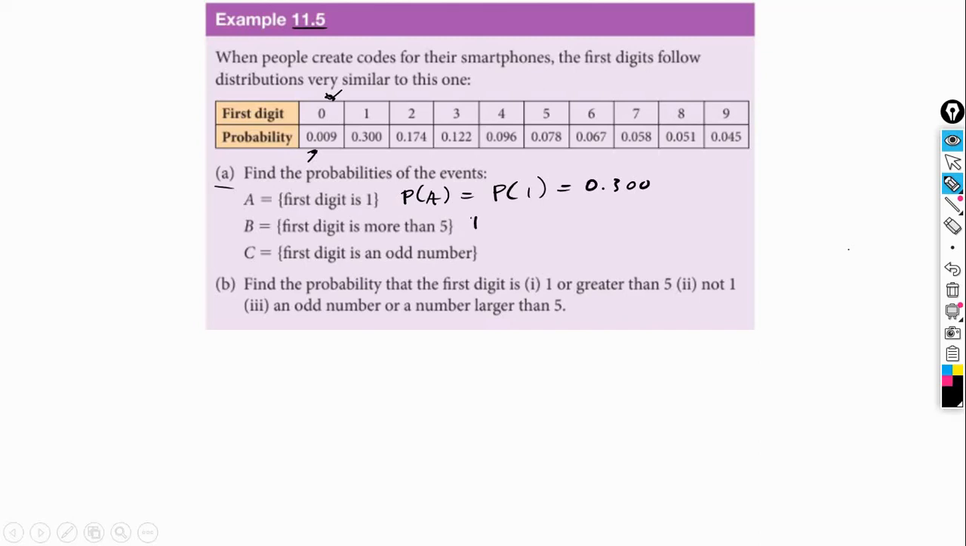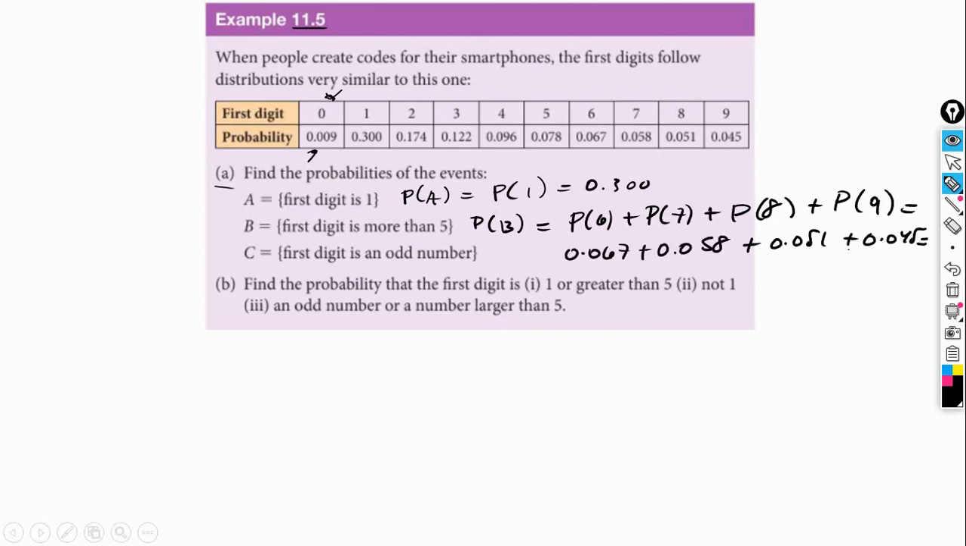Probability of B, the first digit is more than 5. That's just going to be the sum of the probabilities that the digit is more than 5. So the probability that it's 6, plus the probability that it's 7, plus the probability that it's 8, plus the probability that it's 9. And this is simply going to be a total of 0.221.